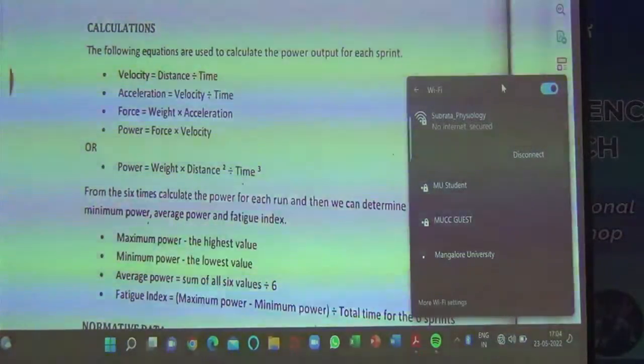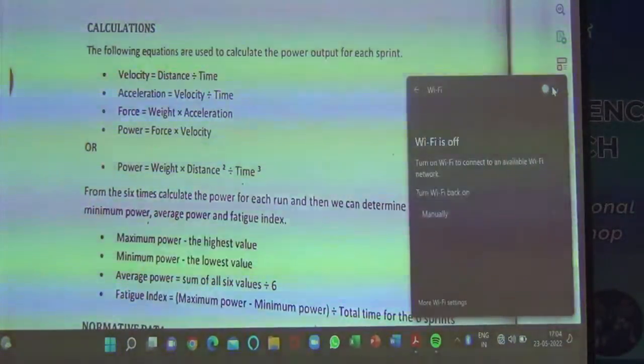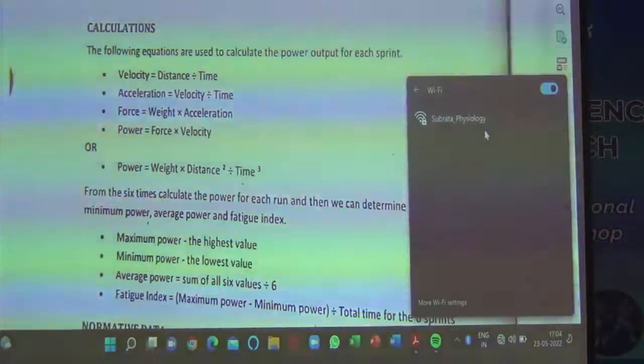No internet. 502. Kitty. Oh. 502.14. Redmi? No, phone. Yeah, 502.